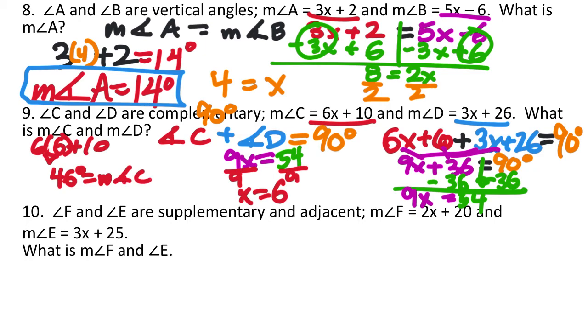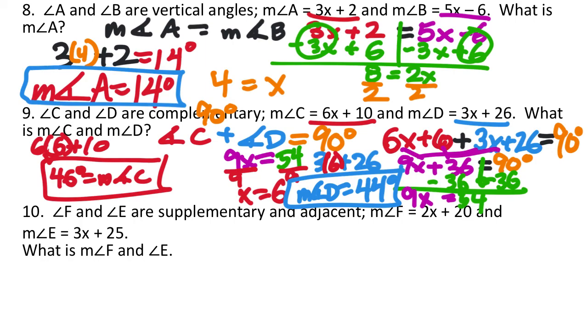But I also need to find the measure of angle D. That was 3x plus 26. Try to organize your work a little bit better than I am, but the x we now know is 6. And when I solve this, that will give me the measure of angle D, which is 3 times 6 is 18, plus 26 should be 44 degrees. Okay, so we got the measure of angle D and the measure of angle C.